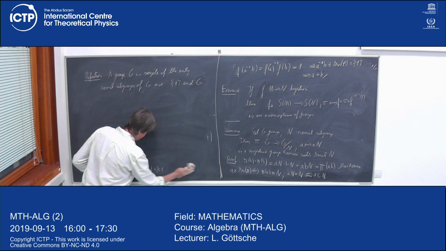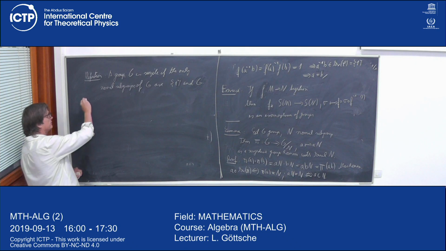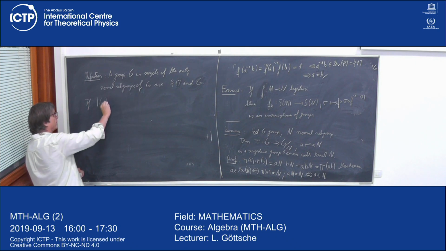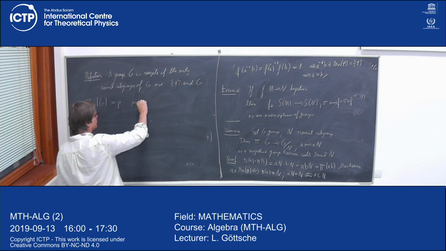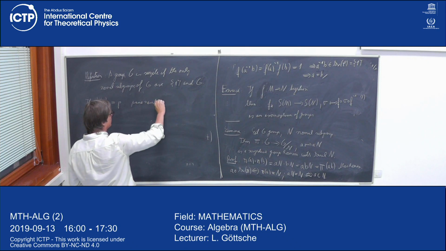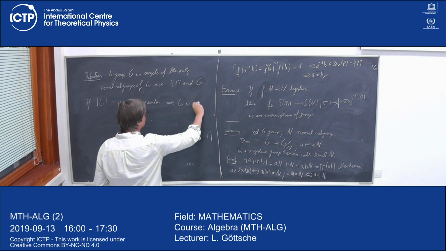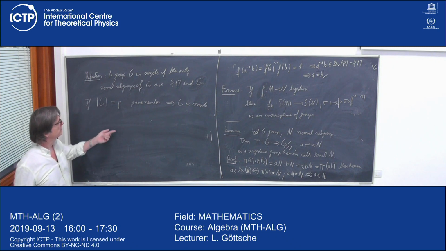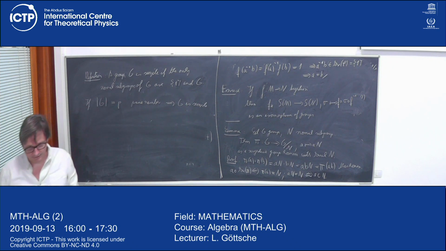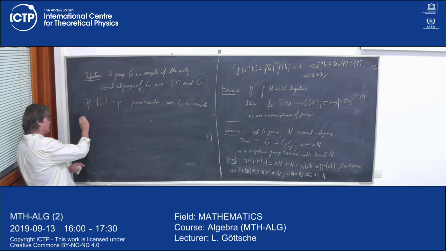So, for instance, we have seen that if the number of elements in the group is p, where p is a prime number, then G is simple, because in fact we know that the only subgroups are the whole group and 1. It's easy to check.